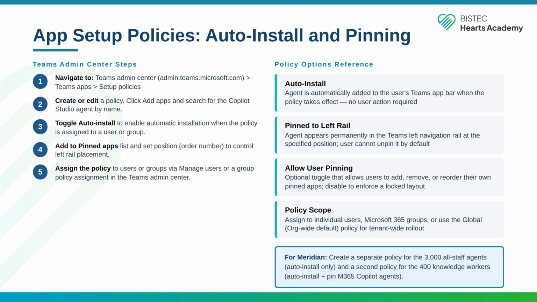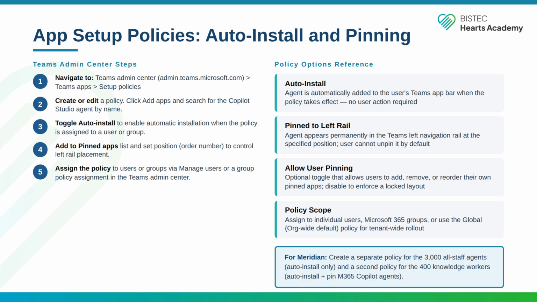Step 5 is the most important. Assign the policy. A policy that is not assigned to any users or groups does nothing. Assign via Manage Users for individual assignments or via Group Policy Assignment for broader rollout. On the Policy Options side, Auto-install places the agent in the user's Teams app bar without requiring any user action. Pinning keeps the agent permanently visible in the left navigation rail at the position you specify. Users cannot unpin it by default unless you enable the Allow User Pinning toggle. Policy scope can be individual users, Microsoft 365 groups, or the global org-wide default policy for tenant-wide rollout.